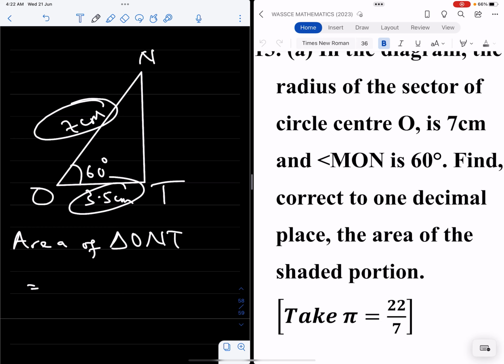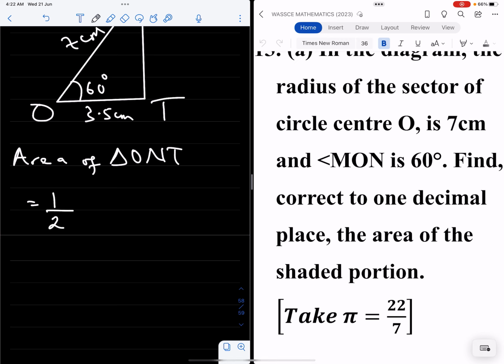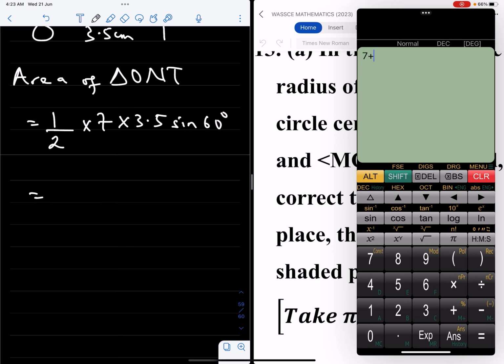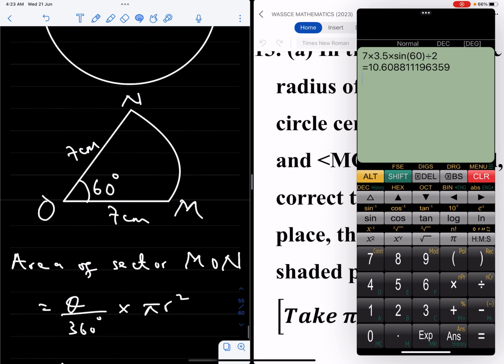I know this length and this length, and this is the angle in between them. So the area of triangle ONT is half times 7 times 3.5 times sine 60 degrees. That's 7 times 3.5 times sine 60 degrees divided by 2, which is equal to 10.6088 centimeters squared.